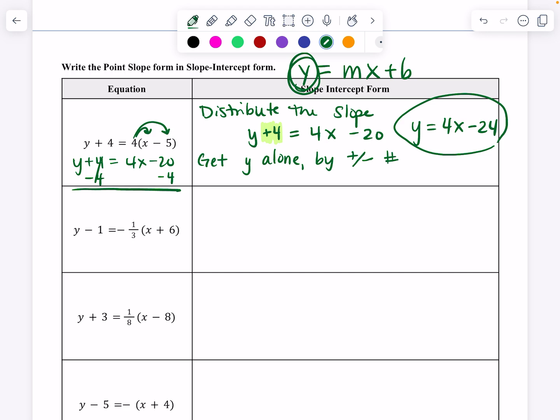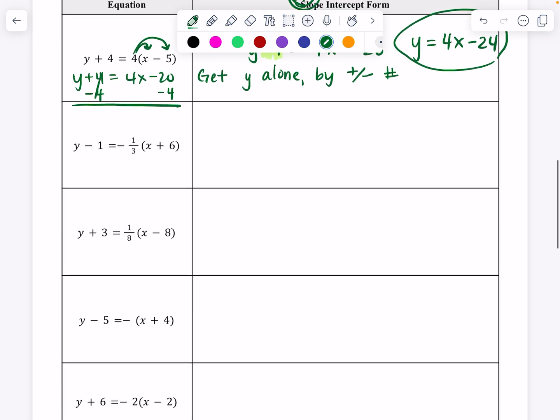Okay, so I can see my slope and my y-intercept just by doing distributive property and then add or subtract by the number that's with y. All right, let's do one more together here.